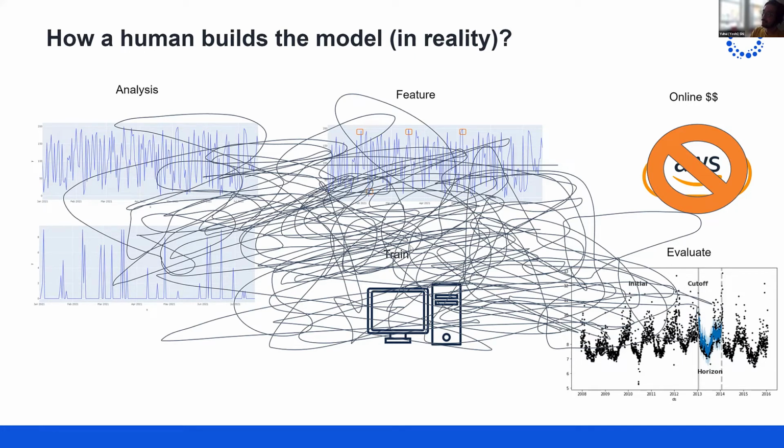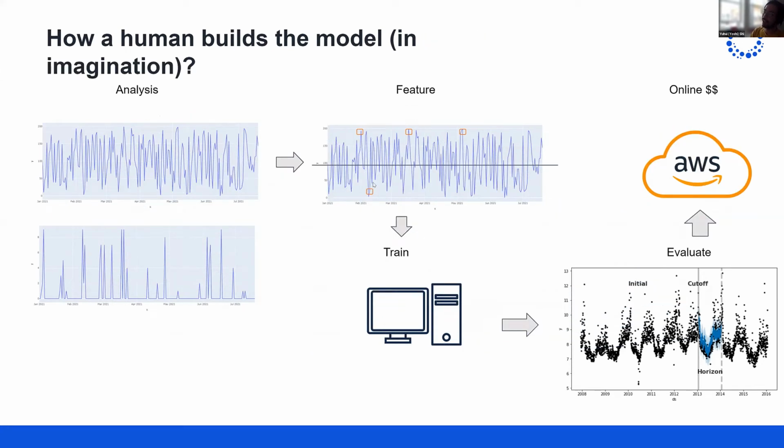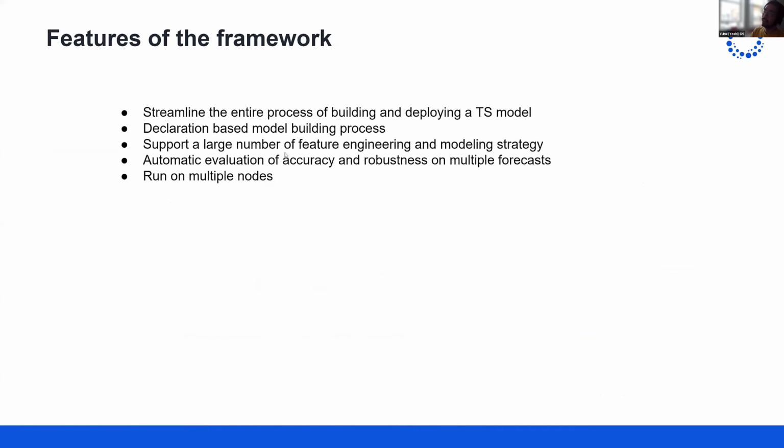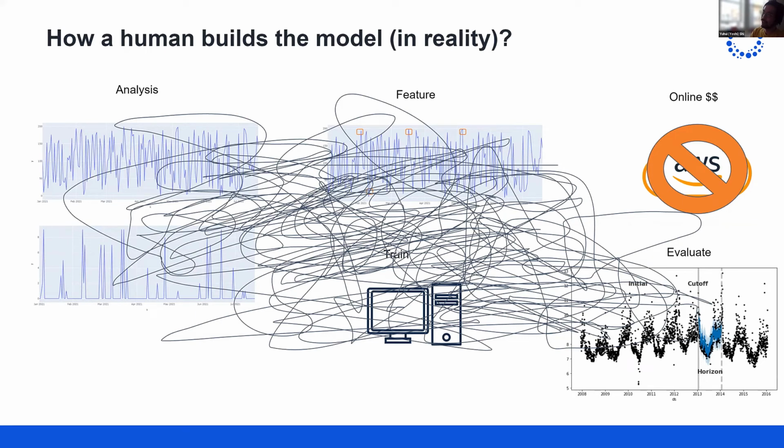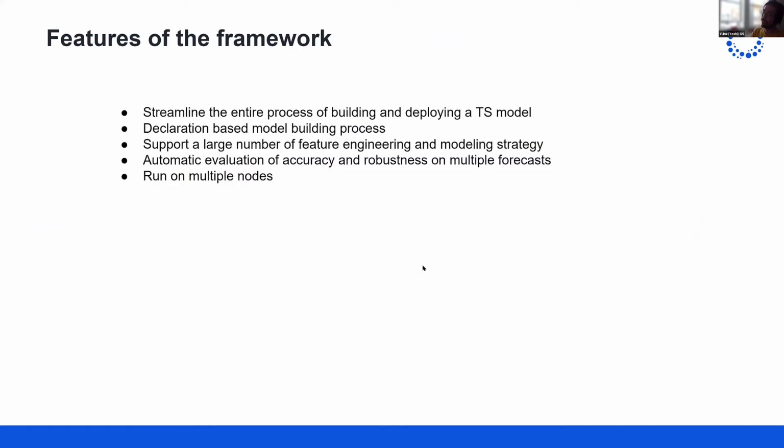So this is pretty much what a human will do. And the framework is pretty much doing similar things, but just trying to organize those things in a more systematic and streamlined way. So there are a couple of things that we are designing the framework to do. The first thing, as I mentioned, is trying to streamline the entire process as much as possible, trying to prevent people going back and forth between those two different stages and messing things up.